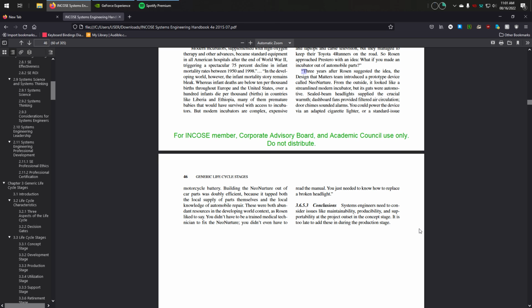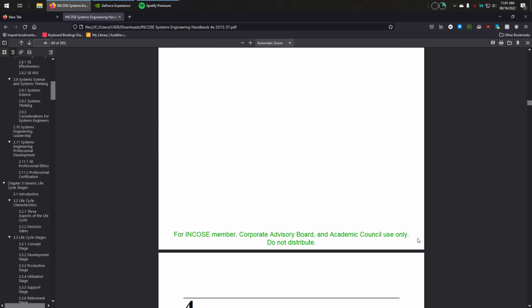Conclusions. 3653. Systems engineers need to consider issues like maintainability, producibility, and supportability at the project outset and the concept stage. It is too late to add these during the production stage. And that right there is the end of the case studies for Chapter 3.